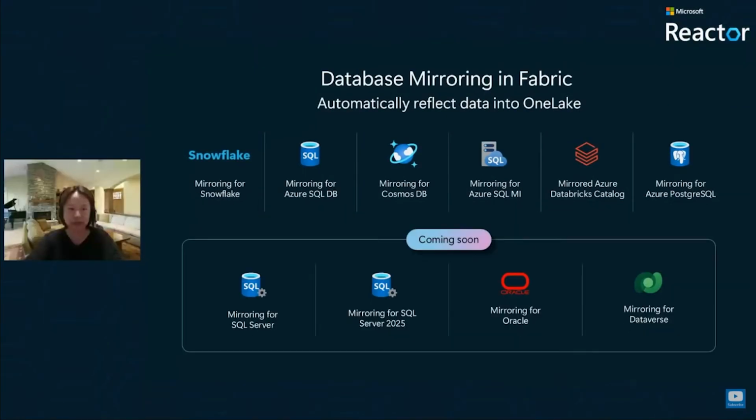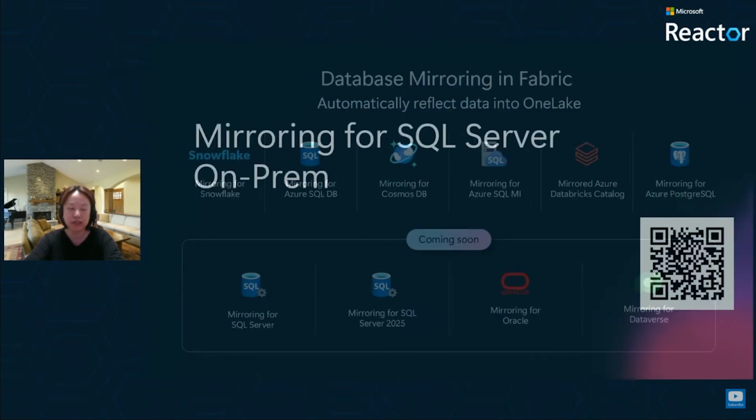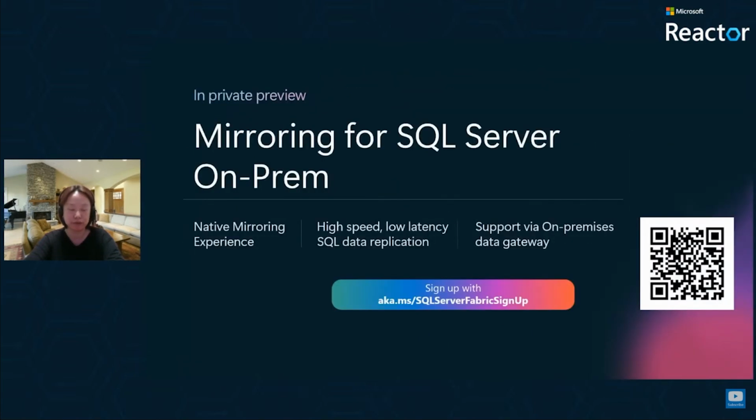That was our future announcement of this change feed support in Mirror database. And to recap, database mirroring in Fabric supports a bunch of data sources that are already in production, and more sources coming soon, which are SQL Server, SQL Server 2025, Oracle, Dataverse. So we will do private previews and take those to public previews in the upcoming months.